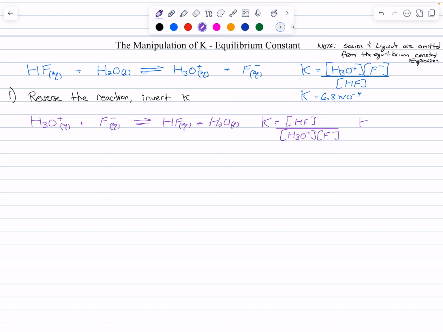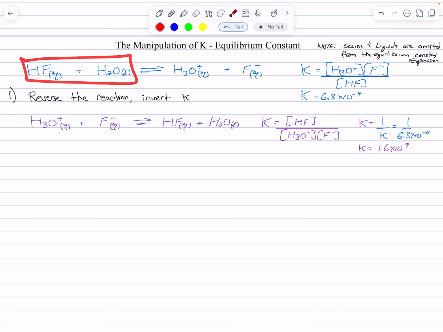So K would equal 1 over 6.3 times 10 to the negative 4, which would be 1.6 times 10 to the third, which kind of makes sense, right? Looking at the reaction from this point of view, it makes sense that we have more of these in solution and less of those. In the original equation, we have more reactants than products. But since we flipped the reaction, we have more products than reactants. And that just makes sense.